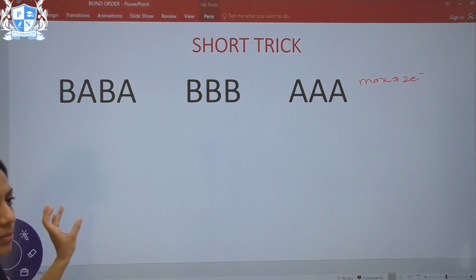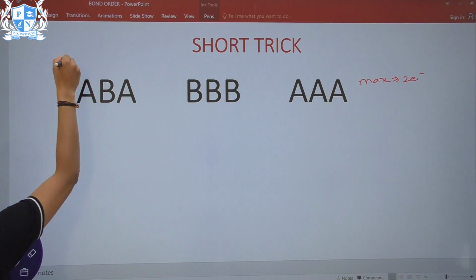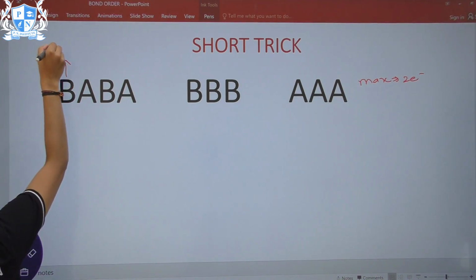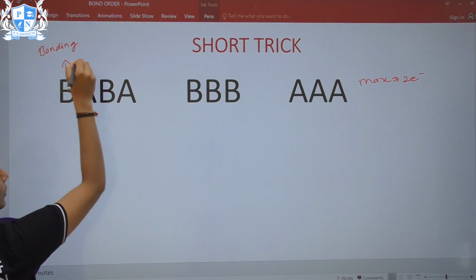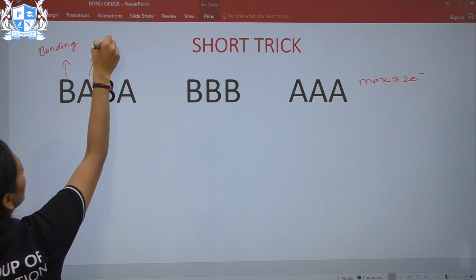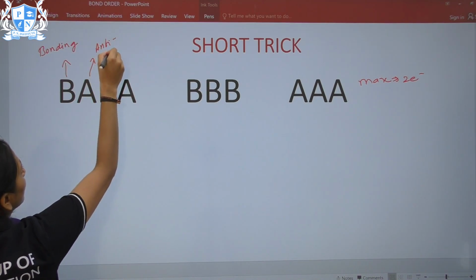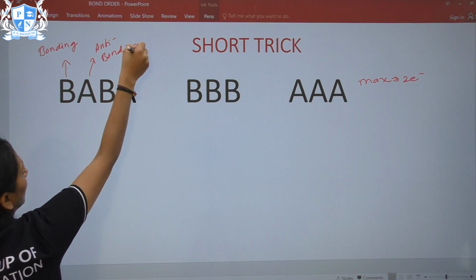Okay, B is for bonding and A is for anti-bonding. B is for the bonding molecular orbital and A is for the anti-bonding molecular orbital.